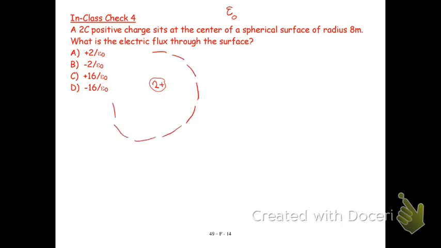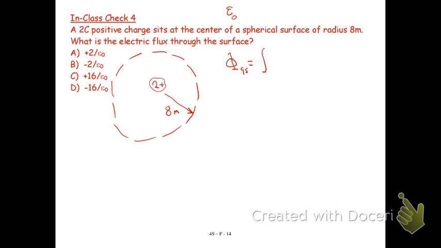The surface is 3-dimensional. I've only got a 2-dimensional page, so I'm going to draw it like that. The radius is 8 meters. What's the electric flux through the surface? The flux through the Gaussian surface is equal to, well, let's have a look.